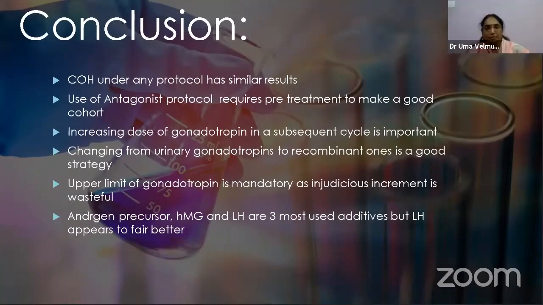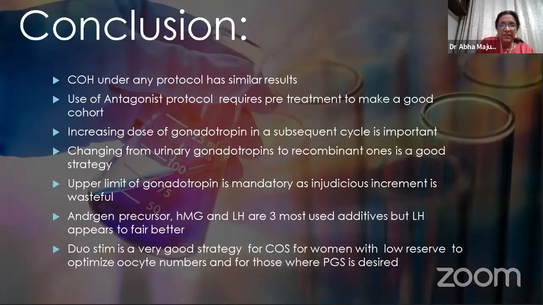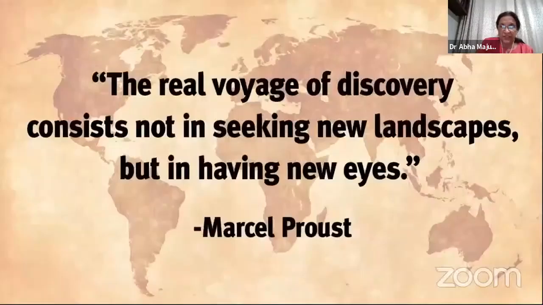Androgen precursors, HMG and LH. Now, androgen precursors, people have explored different things, whether it is letrozole or testosterone or DHEA; these are the three most useful additives, but LH appears to fare better. Duostim is a very good strategy for controlled ovarian stimulation for women with low reserve to optimize oocyte numbers, and for those where PGS is desired.